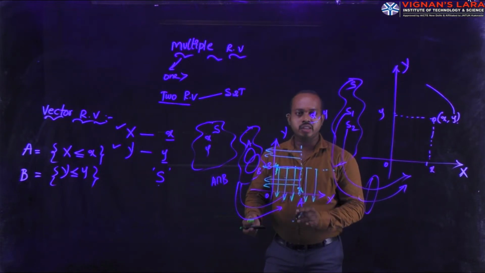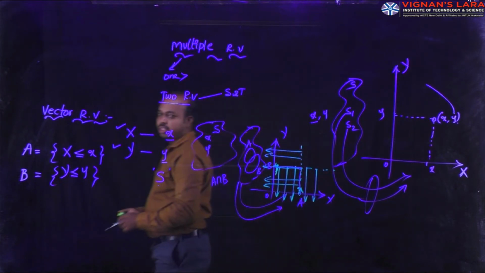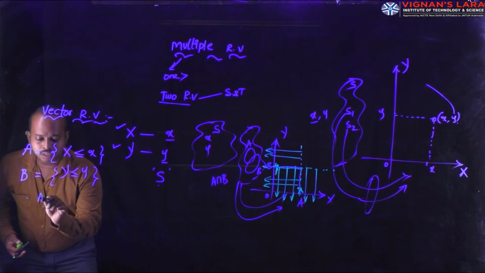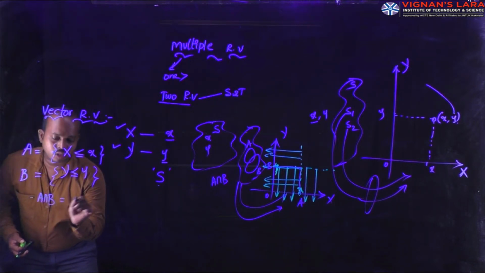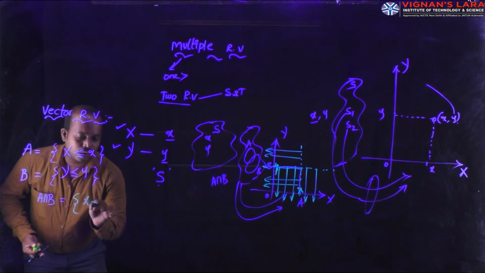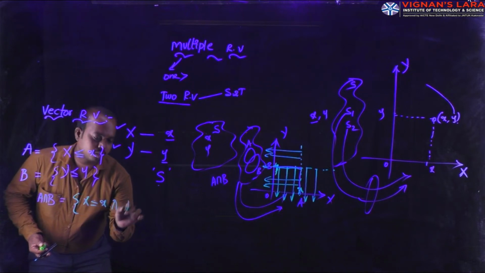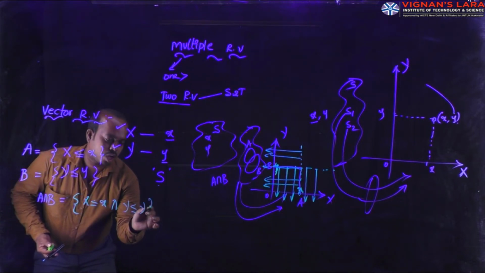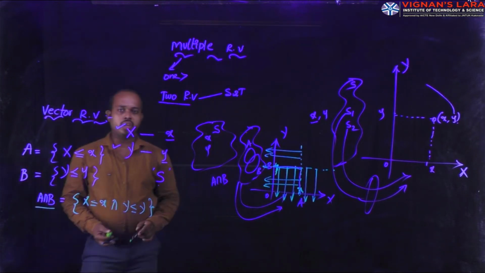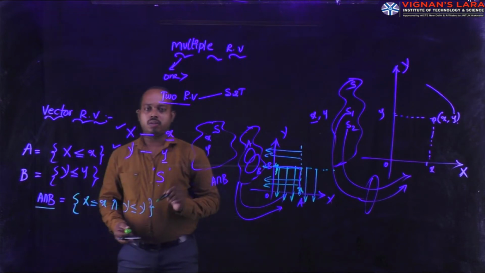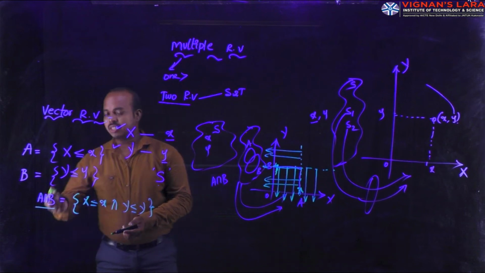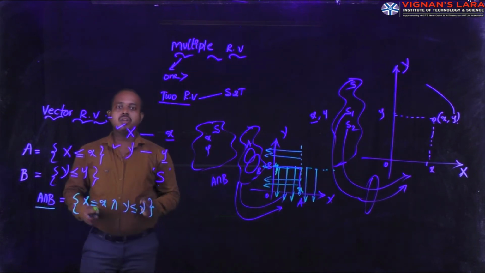The common part between event A and event B we are calling the joint function. We write the common part as A intersection B equal to capital X less than or equal to small x intersection capital Y less than or equal to small y. This intersection between the two events we are calling the joint function. Applying probability on this joint function, we call it the joint distribution function.